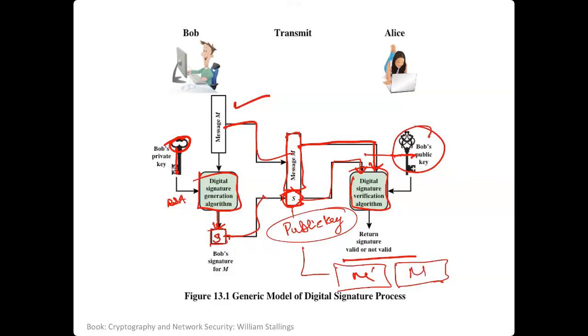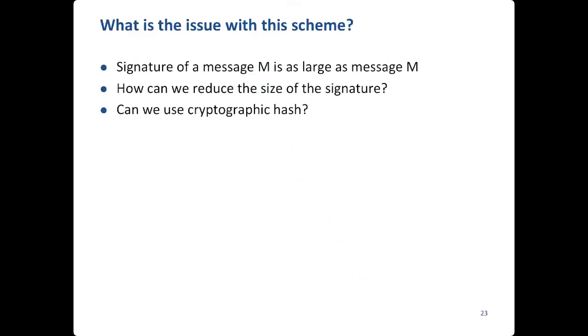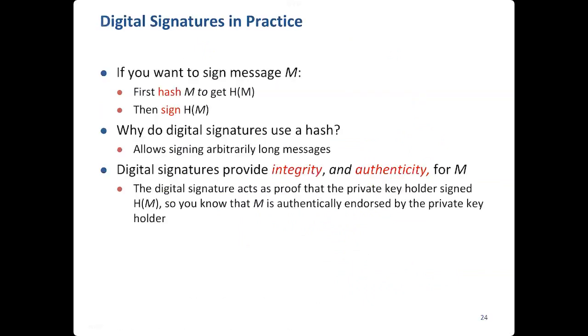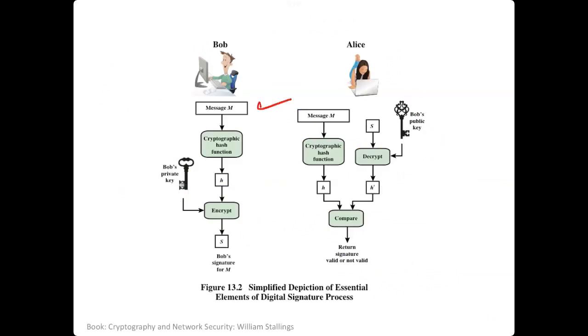Now this method is a little long because if the message is large, then the signature will also be large because it's almost the same size. Okay, so now we want to reduce the size of the signature, so we can use a hash. So now it becomes something like this. Original message M, Bob has to send to Alice. First he gets a hash of M. Then he encrypts H of M. Now this is a small size, right? He encrypts with his own private key, and now this becomes the signature.